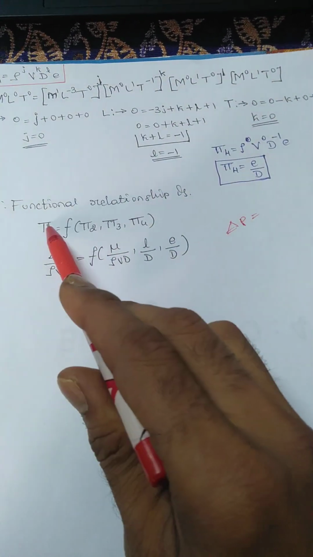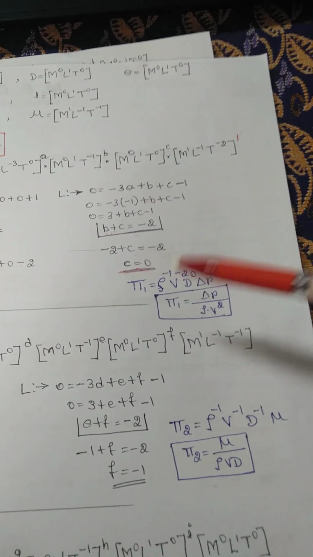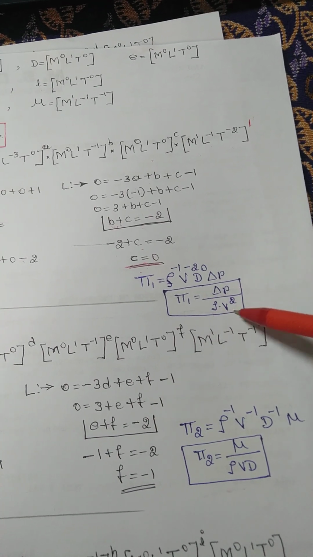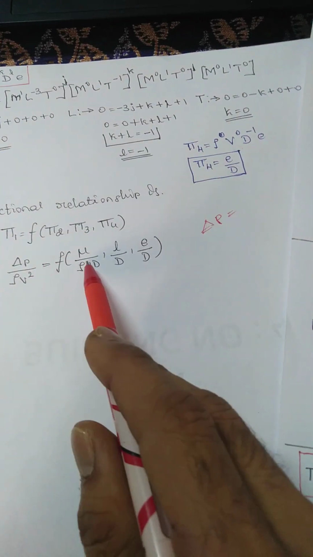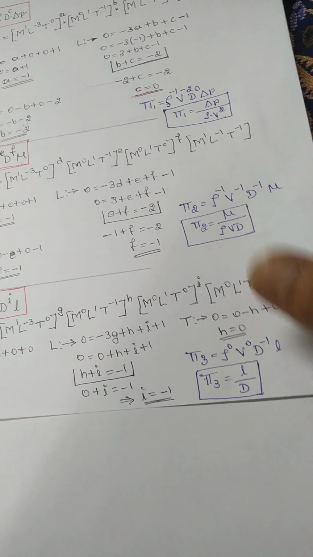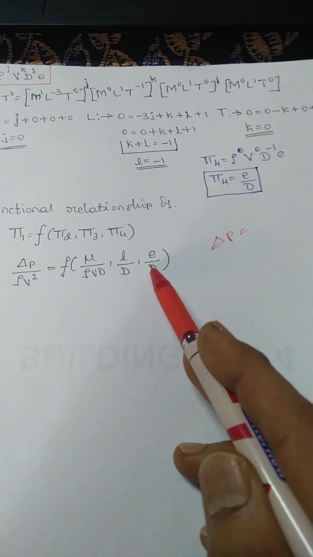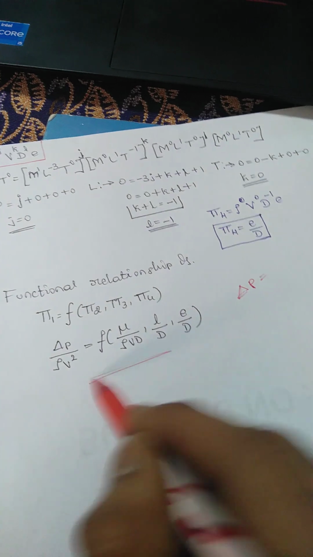So what is pi 1? Pi 1 is delta p by rho v square. Next pi 2 is mu by rho v d, next pi 3 is L by d, and next is pi 4, that's E by d. So this is the solution.